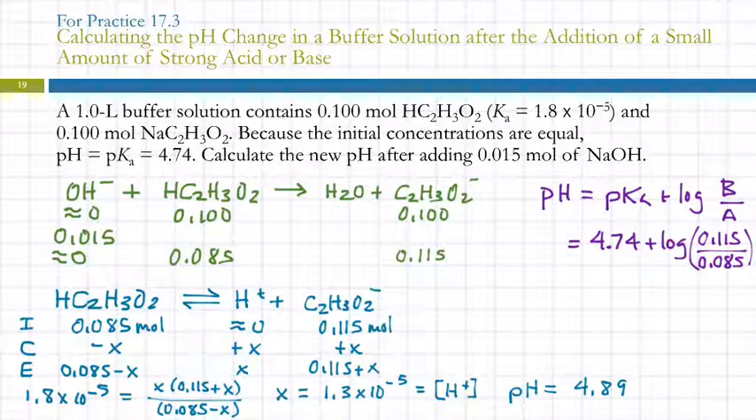4.74 plus log of 0.115 divided by 0.085. 4.87.